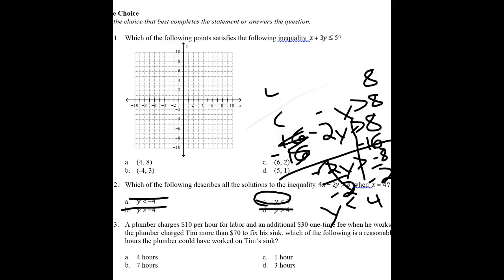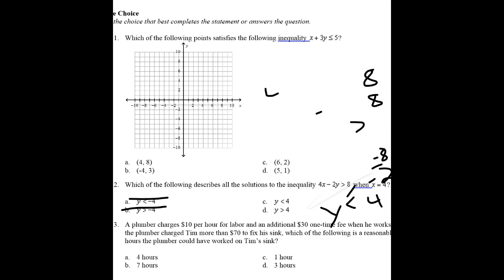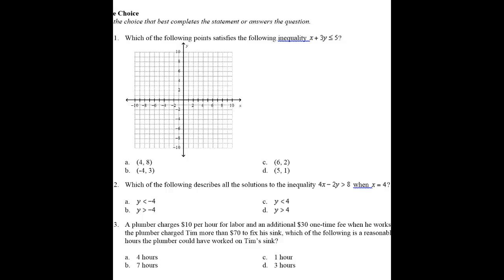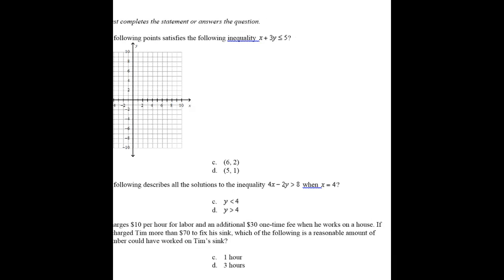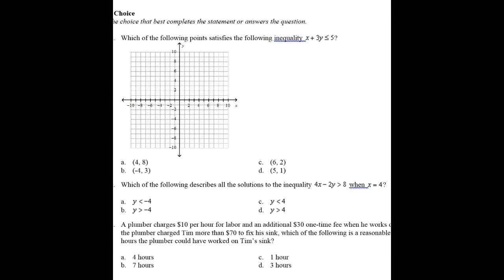Now let's look at number 3. A plumber charges $10 per hour for labor and an additional $30 one-time fee. When he works, the plumber charged Tim more than $70 to fix his sink. Which of the following is a reasonable, and my paper's cut off, a reasonable amount of hours the plumber could have worked on Tim's sink?